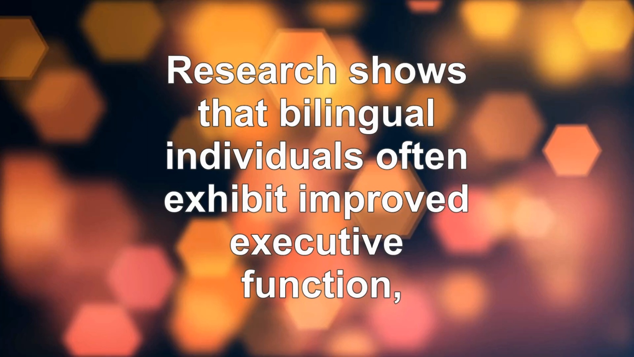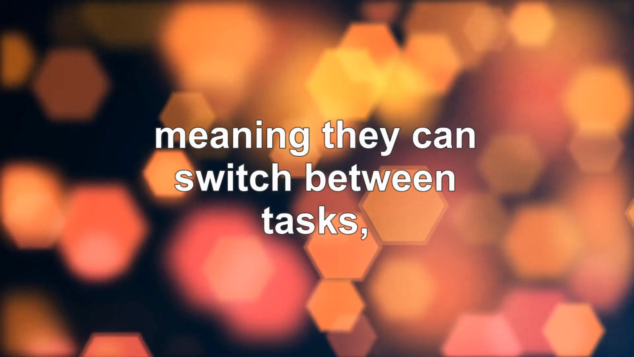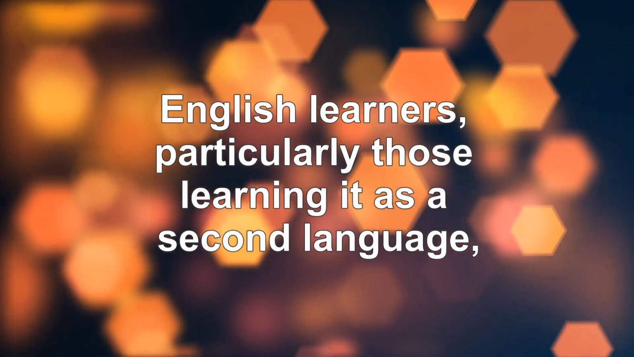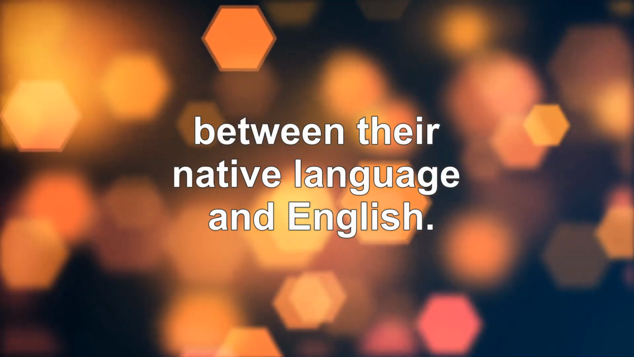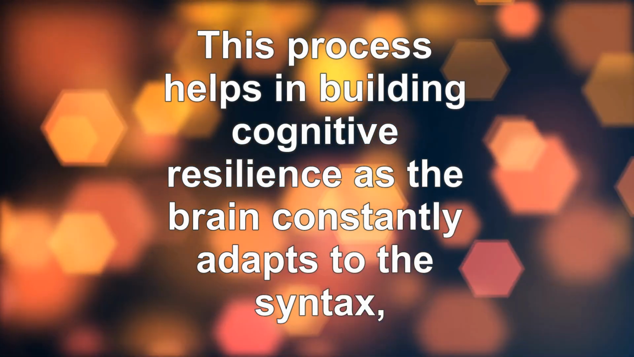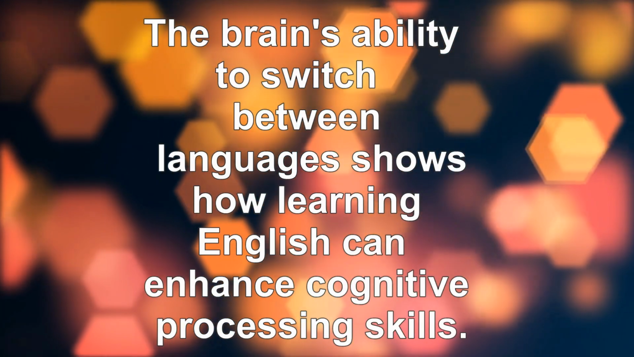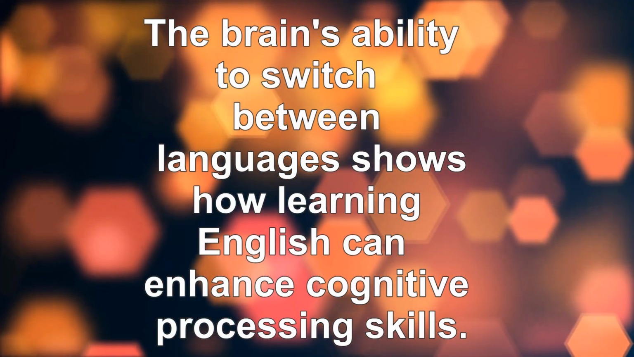Research shows that bilingual individuals often exhibit improved executive function, meaning they can switch between tasks, manage attention, and solve problems more efficiently than monolinguals. English learners, particularly those learning it as a second language, often undergo code switching between their native language and English. This process helps in building cognitive resilience as the brain constantly adapts to the syntax, semantics, and phonology of two languages. The brain's ability to switch between languages shows how learning English can enhance cognitive processing skills.